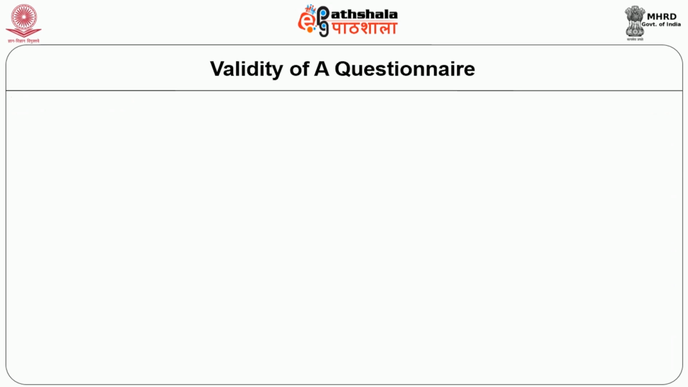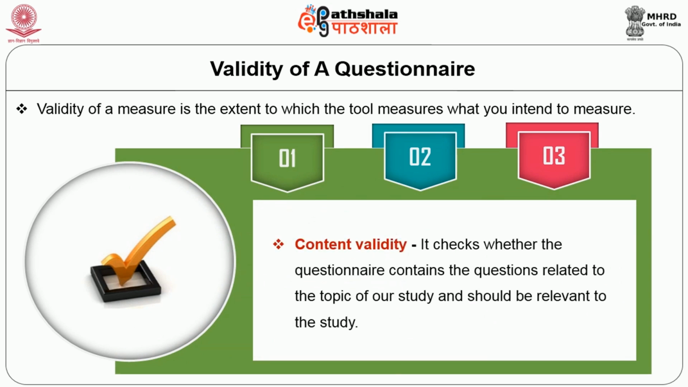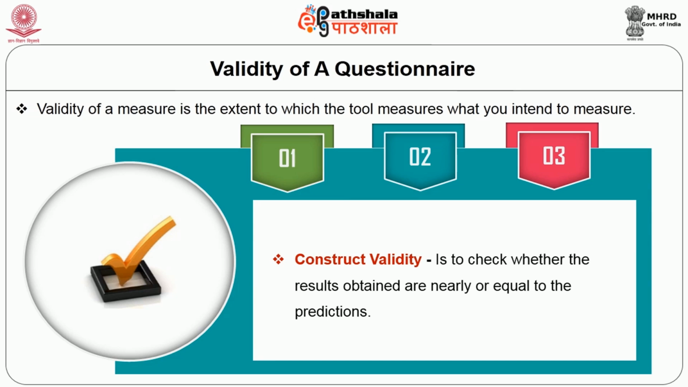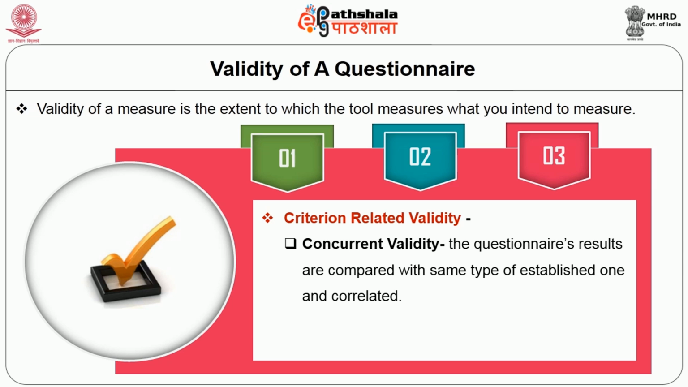Now let us move on to the validity of a questionnaire. Validity of a measure is the extent to which the tool measures what you intend to. To test the validity of a questionnaire, 3 steps of tests are done. Content validity. You have to check the validity of the content. It checks whether the questionnaire contains the questions related to the topic of a study or the relevant study. The next one, you have to check the validity of the construct of your questionnaire. That is, you have to check whether the results obtained are nearly or equal to the prediction that you have made. And the third one is to check the criterion of your validity, which can be done by concurrent validity testing and by predictive validity testing.